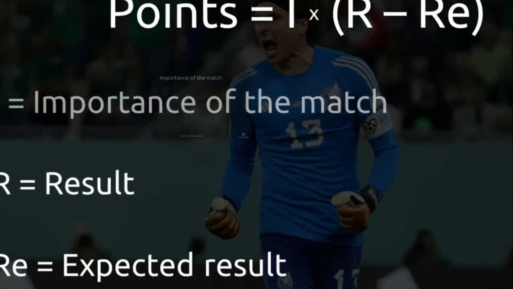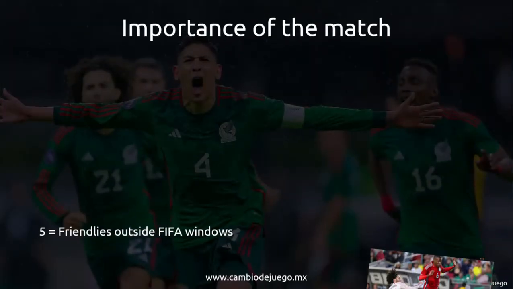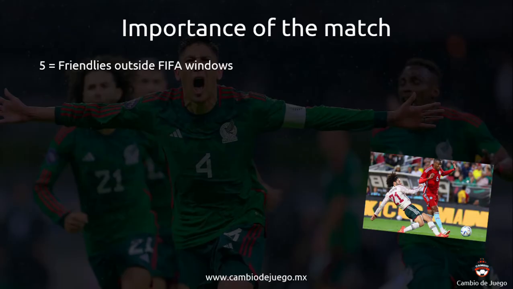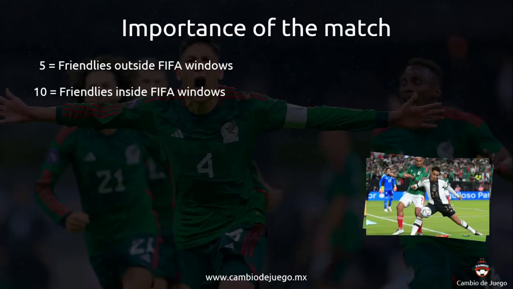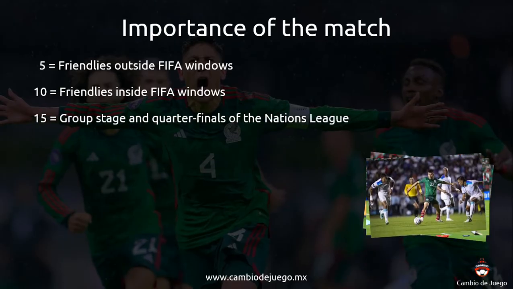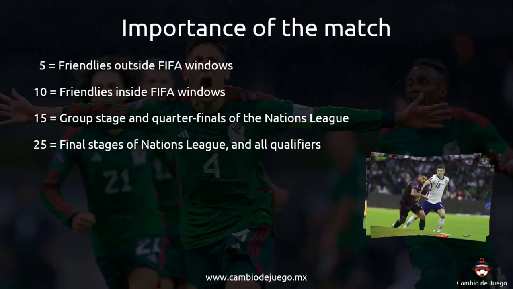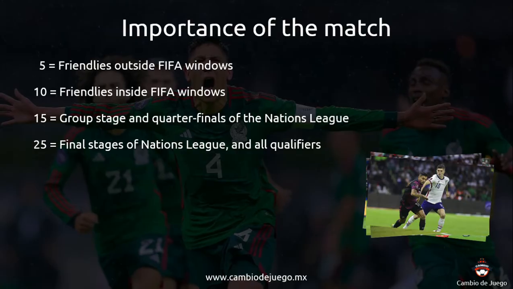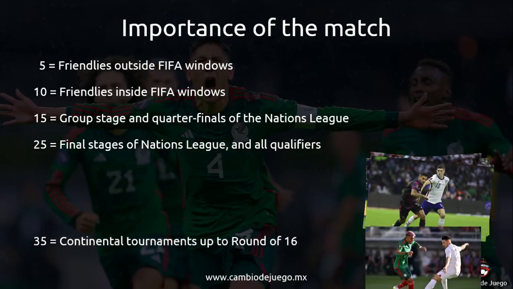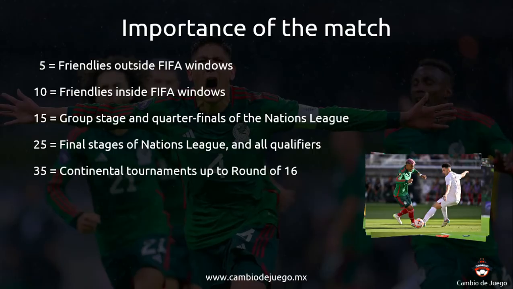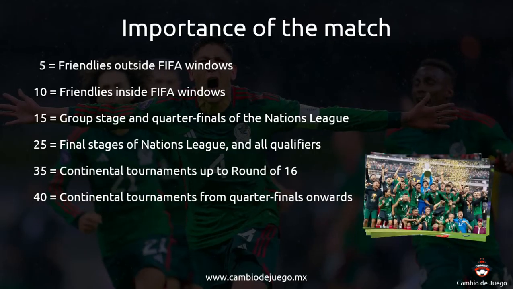First, we have the importance of the match. Friendlies are worth 5 points when they're played outside the official international windows, and 10 when they're inside them. The group stage and quarterfinals of the Nations League have a value of 15. Semi-finals and finals of the Nations League, as well as qualifiers for continental competitions and the World Cup, are worth 25. Continental competitions such as the Euros or Copa America have a value of 35 up until the round of 16 and 40 from the quarterfinals onwards.